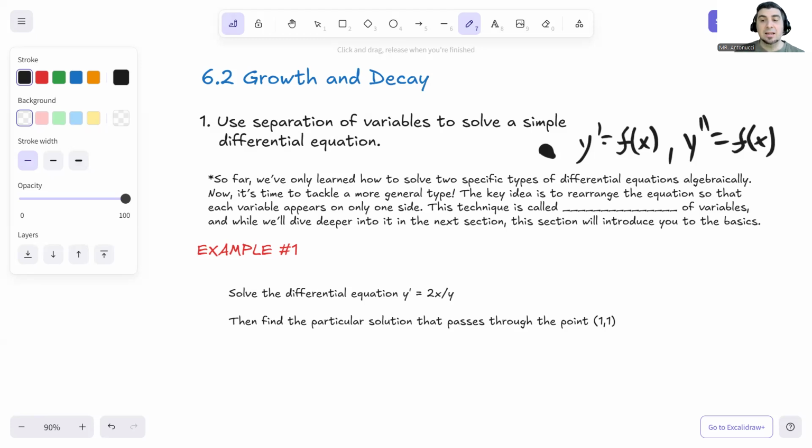The key idea is to rearrange the equation so that each variable appears only on one side. This technique is called separation of variables. And we're actually going to dive deeper into this in the next section. We're going to do a whole section on separation of variables, but we're just going to look at the basics here with this particular example.